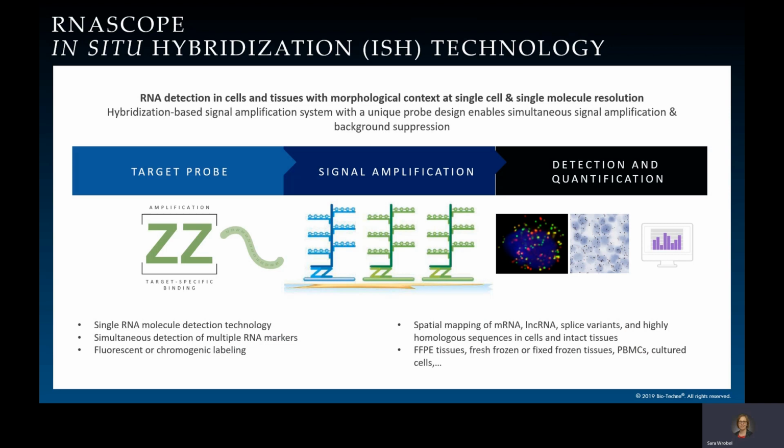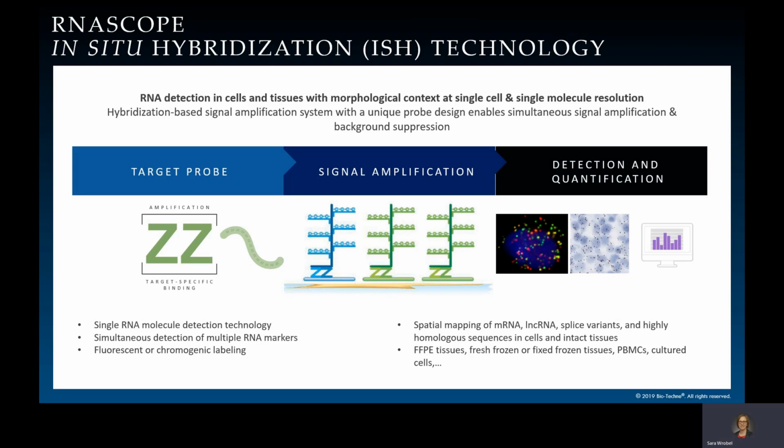It consists of three parts. The first here on the left is the target probe, and this is a probe that is designed against your sequence of interest to be highly specific. The second part is the signal amplification system, and this generates a really high signal to noise ratio. And lastly, the visualization of the single RNA molecules as dots.